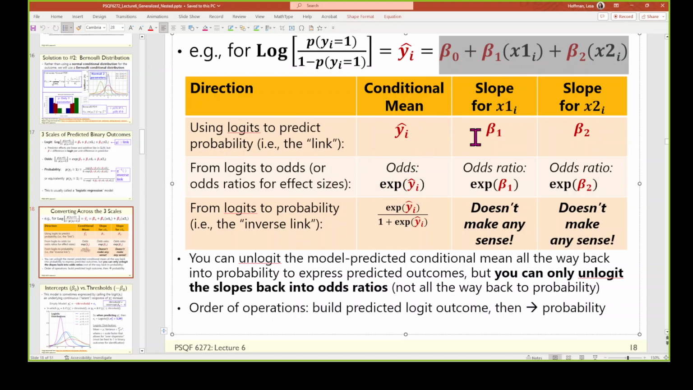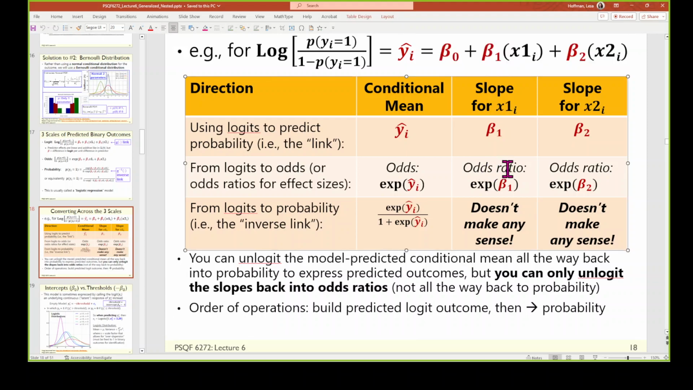If you want to provide effect sizes for your slopes, that's where we get into odds ratios, which is e to the slope. And that puts it into a metric where, what's neutral again in odds? 1. An odds ratio for a positive slope goes from 1 to positive infinity. An odds ratio for a negative slope goes from 0 to 1. We can't then convert the slope into probability. It doesn't work. What we can do is go through this column instead. So the order of operations is use your logit coefficients to create a predicted outcome in logits. Then translate that predicted outcome either into odds or probabilities as you see fit. Usually it's probabilities is what people would do.